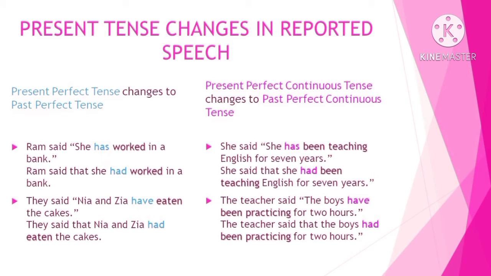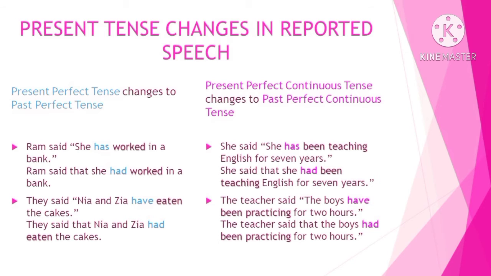Ram said that she has worked in a bank. Ram said that she had worked in a bank. So has will change into had. They said Nia and Zia have eaten the cakes. They said that Nia and Zia had eaten the cakes. So what is to be remembered here? It is that has and have will change into had.